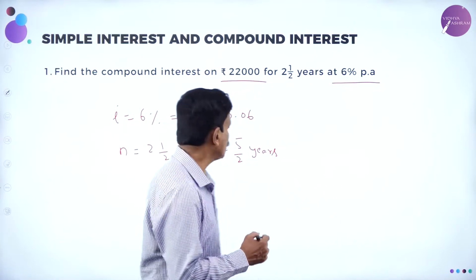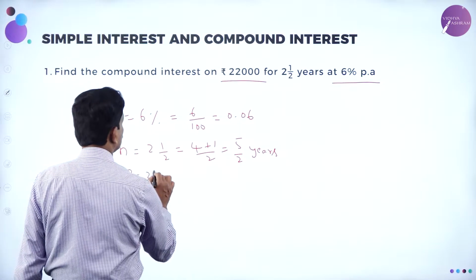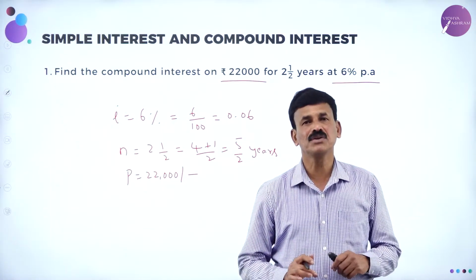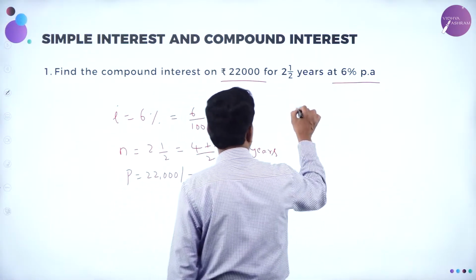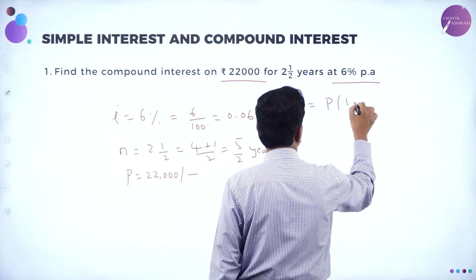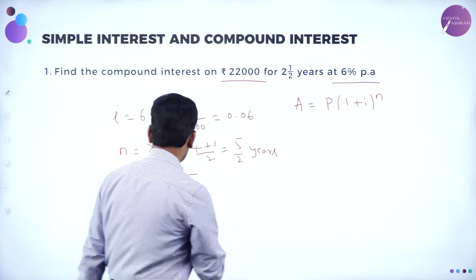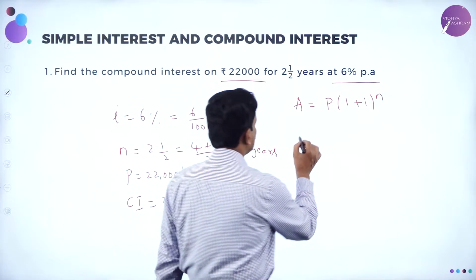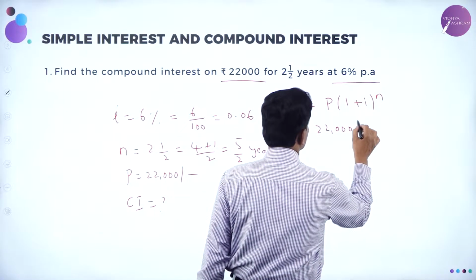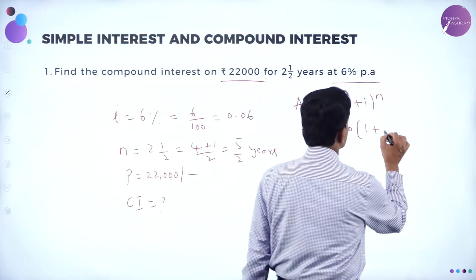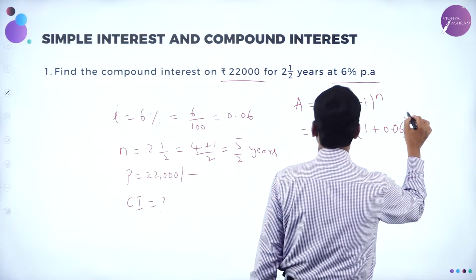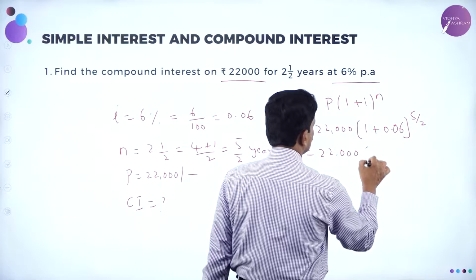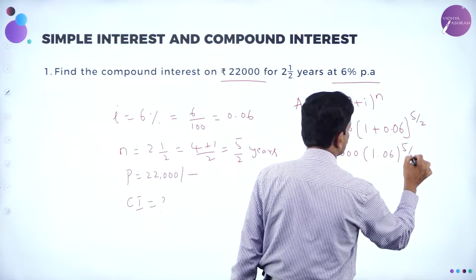And what is the principal? So the principal is 22,000. Now what is the formula for the compound interest? First find out the amount, then the compound interest. Now what is the formula for compound amount? A is equal to P into (1 plus I) to the power of N. Then find out the compound interest. Now let's find out the amount first. What is P here? 22,000 into 1 plus, now what is I? I is equal to 0.06, all to the power of N. N is equal to 5 by 2. So this is 22,000 into 1.06 whole to the power of 5 by 2.